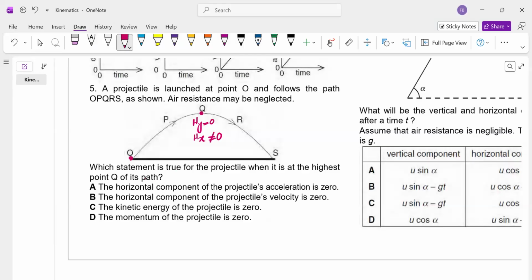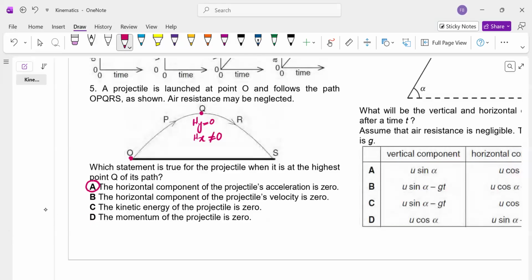The horizontal component of the projectile acceleration is zero. This is wrong. The horizontal component of the projectile velocity is zero. Sorry, this option A is correct because the horizontal component of the projectile acceleration is zero. We have discussed that the horizontal component of the acceleration is zero at the maximum height, right? So option A is correct.